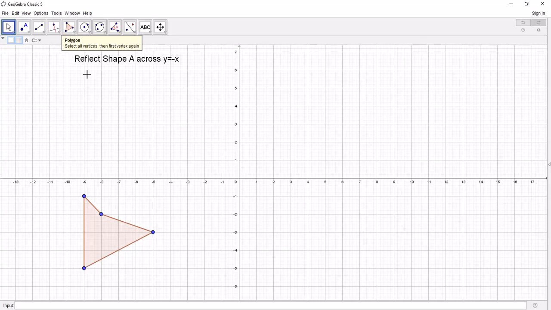Here's a prime example of actually a really easy reflection question that's made difficult by the fact that you haven't been given the reflection line or the line of symmetry drawn for you. So the first thing we need to do is interpret the question. It says to reflect shape A, which is this one, across the line y equals minus x.